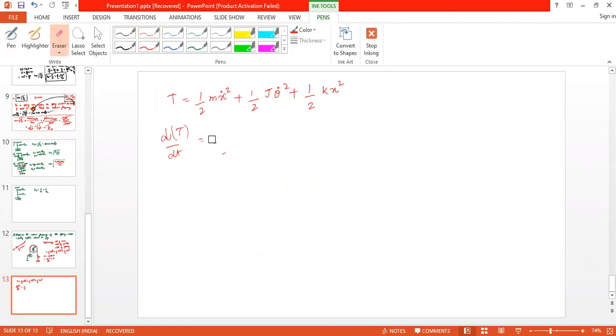Just a minute. Before going into the differentiation, I need to convert this x into theta, or this theta into x. Okay, I need to convert. I cannot have different terms like the linear and the rotary terms. I need to convert this into the same type. So what I can use is x equal to r theta.